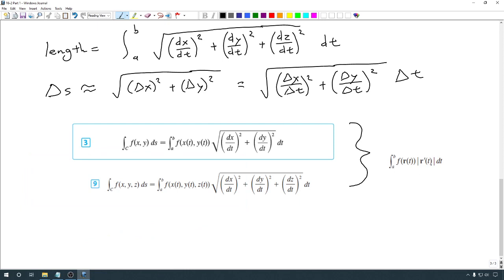The magnitude of r prime, remember, the derivative of r, is just the derivatives. So r prime of t is dx dt i plus dy dt j, and in 3 dimensions, dz dt k. And then the magnitude of this is the square root. Take those, square them, add them all up, and then take the square root. So these are really just 2 different versions of the same formula.